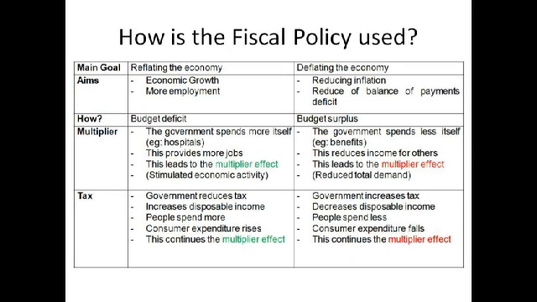The government also increases tax, which decreases people's disposable income, so people spend less, and consumer expenditure falls, which continues the multiplier effect, leading to reduced inflation because firms either lower prices to try to increase the demand a bit, or keep prices at the same level because people simply cannot afford to buy expensive goods. And it also reduces the balance of payments deficit because people haven't got as much disposable income, so they're not spending much on products from abroad, hence the total import is decreasing.